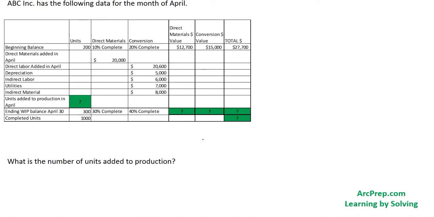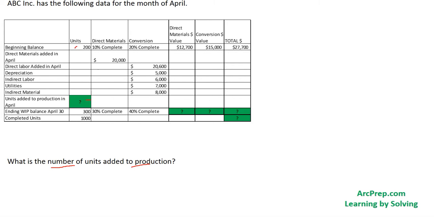Hi everybody, we are going to continue our conversation about the weighted average method for process costing, and again we are going to solve a problem step by step. Now what we are trying to find is all these question marks given in the problem, and in order to calculate all these we need to start with the fundamental piece, the number of units that we need to add to production. So let's start with that.